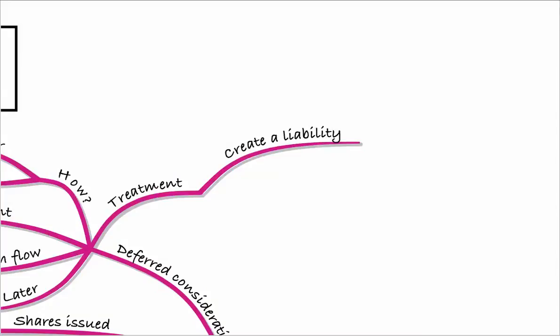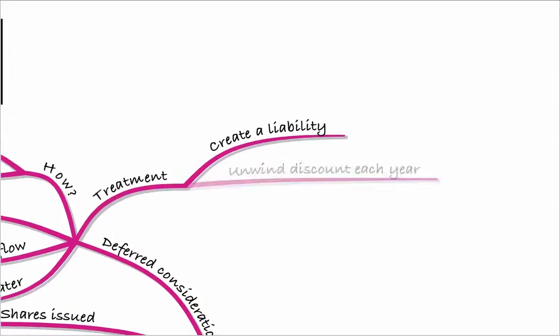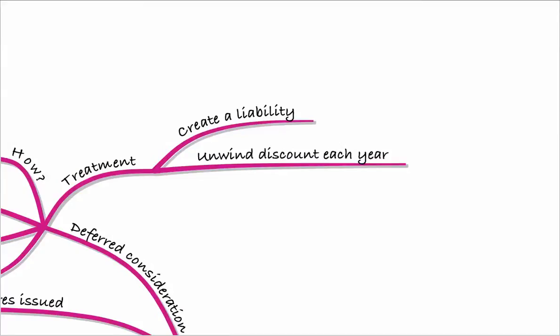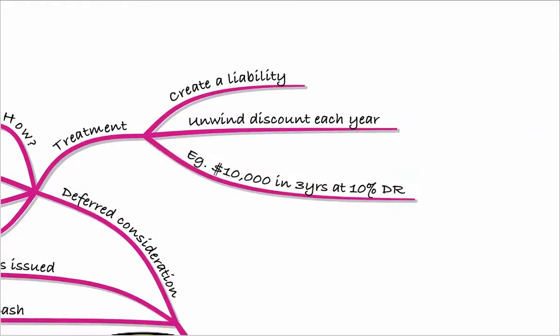We debited goodwill, we credited a liability, and then we unwound the discount each year until we had to pay that deferred consideration. Now we did a detailed example of that with 10,000 being paid in 3 years at 10% of a discount rate. If you're not sure of anything I mentioned here, then go back and look at that and learn how to discount your deferred consideration and how to unwind that discounting over the 3-year period, because that's important. If this comes up in the exam, they're likely to give you exactly that.